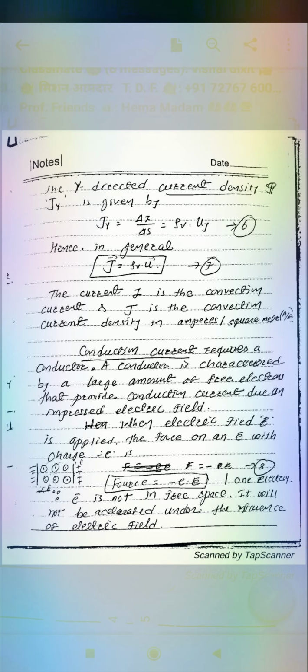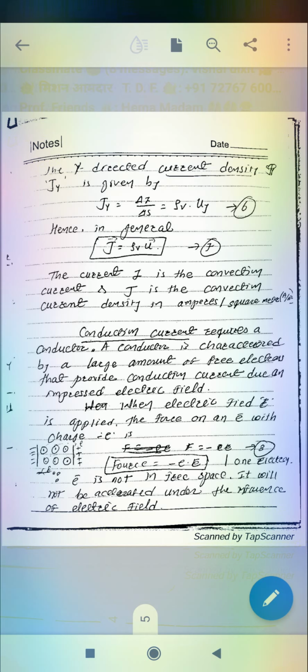Here the electron is available in a material, it is not in free space. It will not accelerate under the influence of the electric field. It suffers constant collision with the atomic lattice. If suppose there are a large number of electrons which are moving, then we consider what is the drift current.